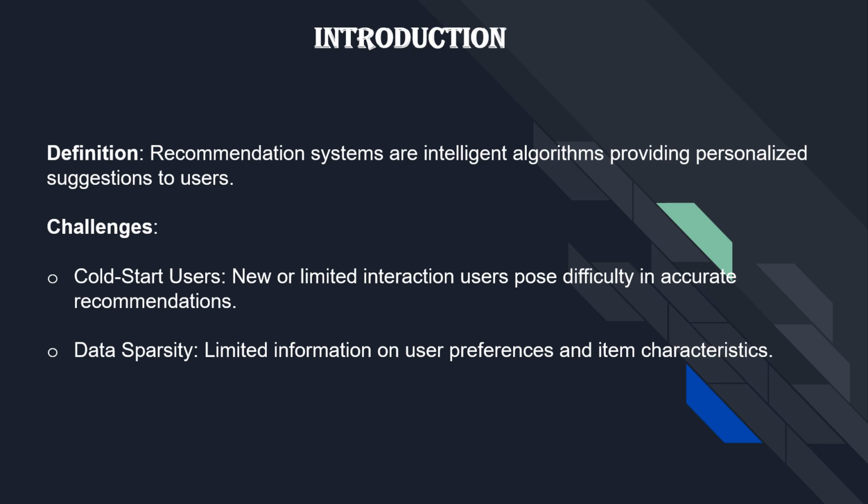First of all, we start to talk about recommendation systems and the challenges they face. Let's start with the definition. Recommendation systems are intelligent algorithms that provide personalized suggestions to users. It's like your personal shopping assistant, using smart algorithms to suggest products or content specifically chosen for you.